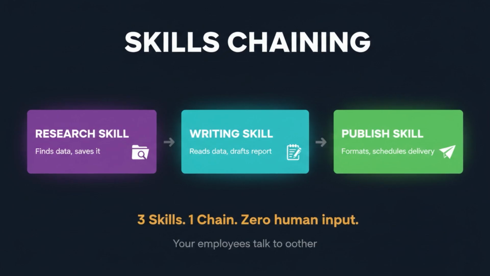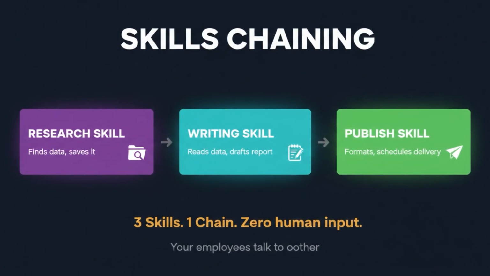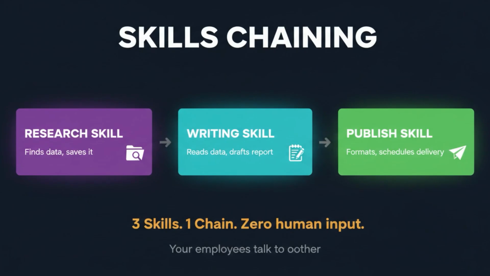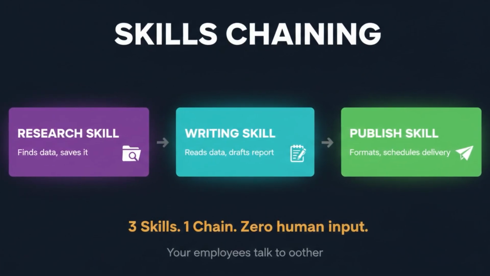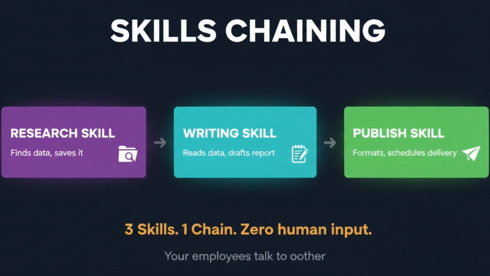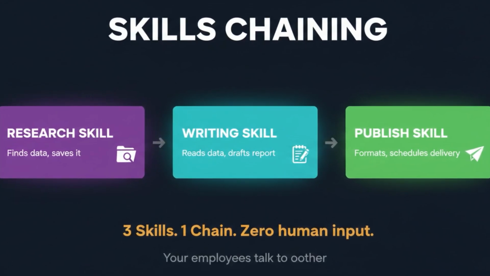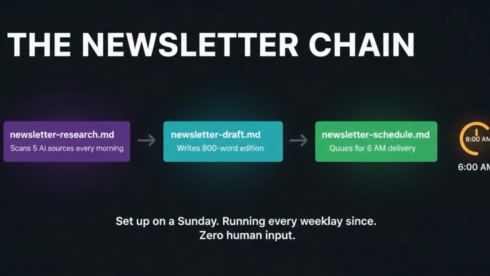Because agent skills are just the foundation. One skill is an employee. When your employees start talking to each other, that is when the math gets ridiculous. It is called skills chaining. One skill triggers the next automatically. A research skill finds the data and saves it. A writing skill reads that data and drafts a report. A publishing skill takes the draft, formats it, and schedules it. 3 skills, 1 chain. The entire workflow runs end to end without you touching anything.